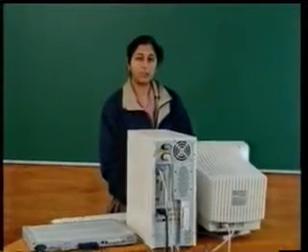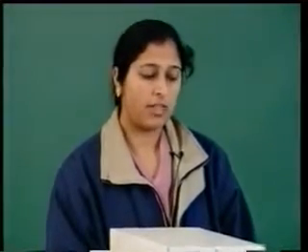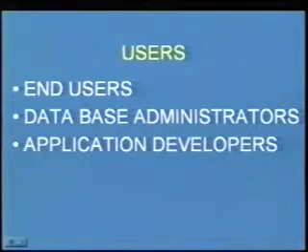The second component of a database system is users. Users make a very important component of a database system. We have 3 kinds of users of a database system. The first is end users, the second is database administrators, and the third is application developers. Let us now take up the discussion of each of these users in detail.